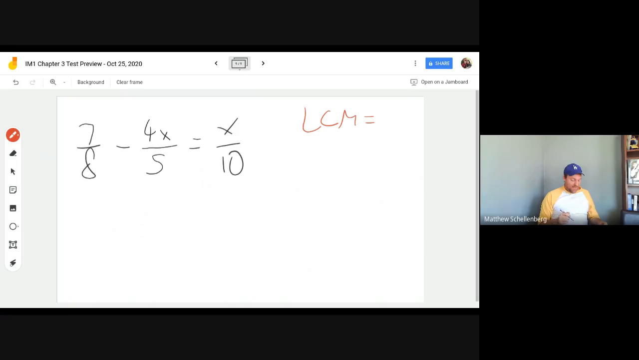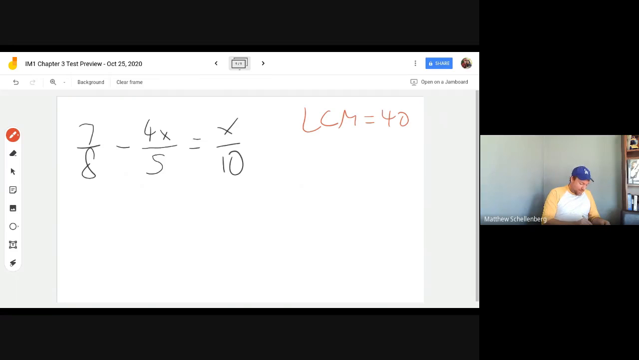So 8 times 5 is 40. 8 and 5 don't share any common prime factors. There's no factors between 8 and 5. 5 itself is prime anyway. So my lowest common multiple is going to be 40. Does 10 fit into 40? Yes, it does. So 40 is good. So my LCM is 40.